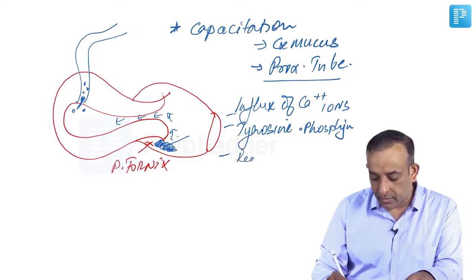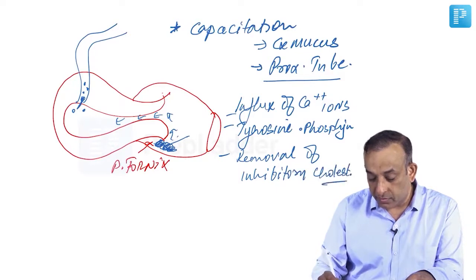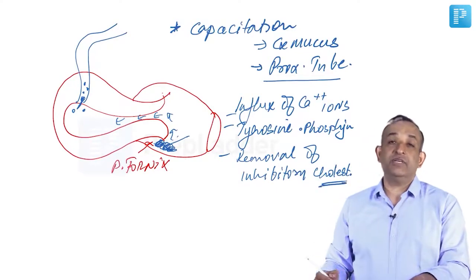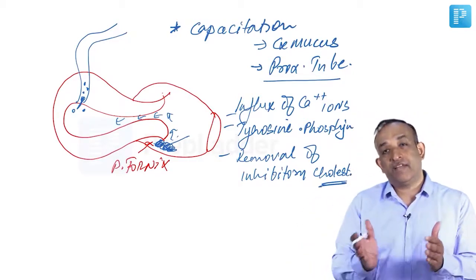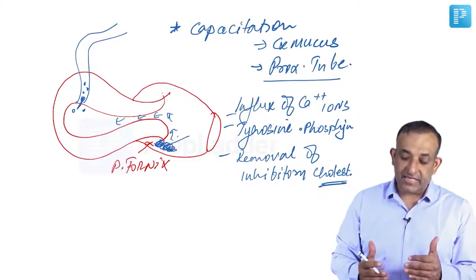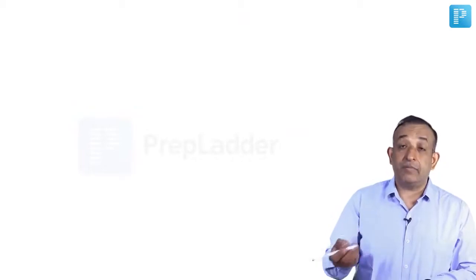removal of the inhibitory influence, inhibitory cholesterol. So, removal of the cholesterol, tyrosine phosphorylation, and the influx of the calcium ions. This is what is the process of capacitation, that is the sperm is basically getting ready for fertilizing the oocyte. So, what happens at the site of fertilization, that is happening in the ampulla?